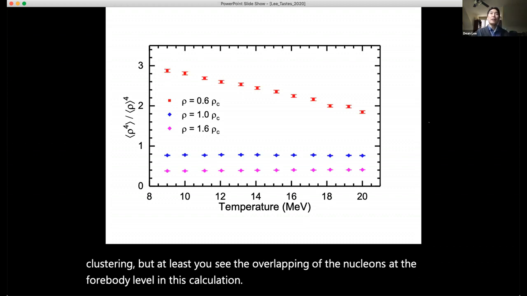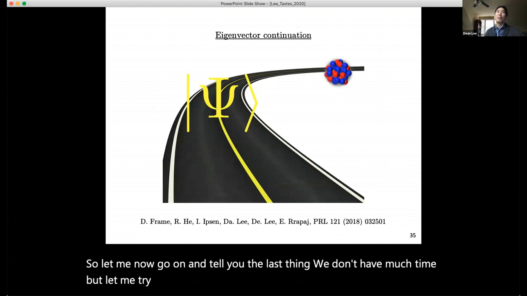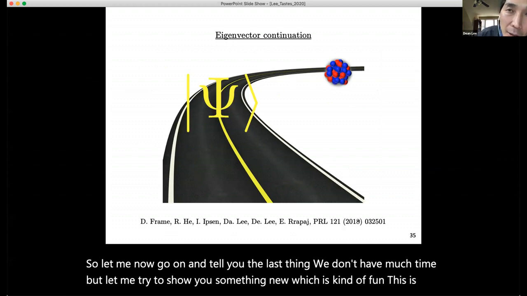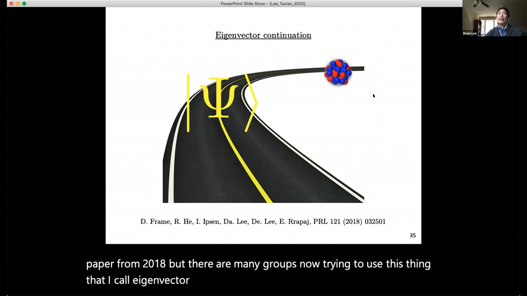So let me now go on and tell you the last thing. Well, I don't have much time, but let me try to show you something new, which is kind of fun. This is a paper from 2018, but there are many groups now trying to use this thing that I call eigenvector continuation, that I'll talk about now.